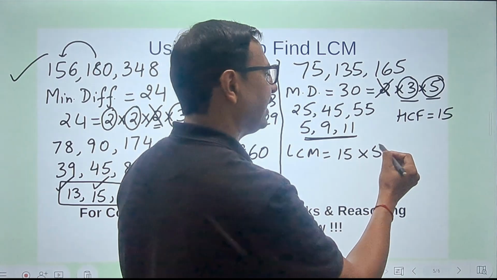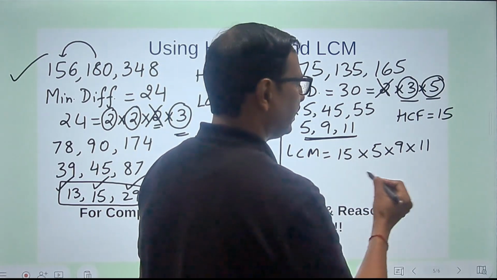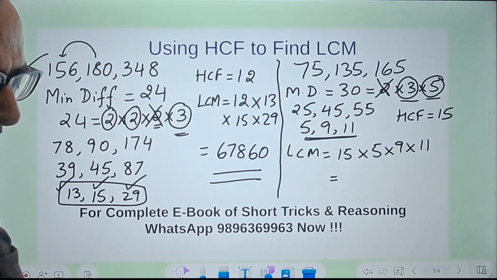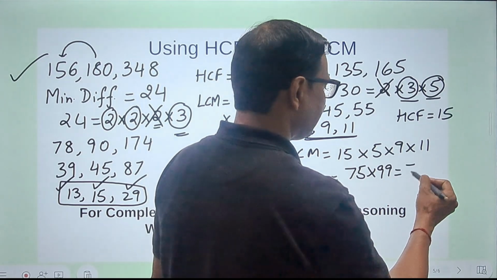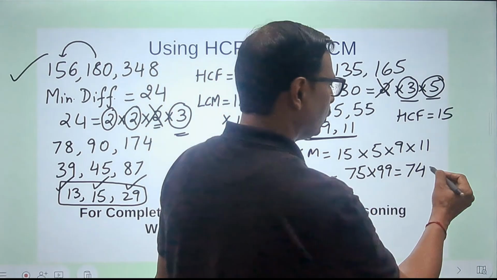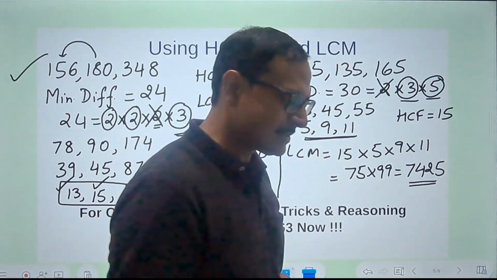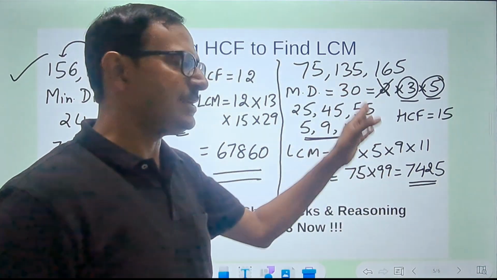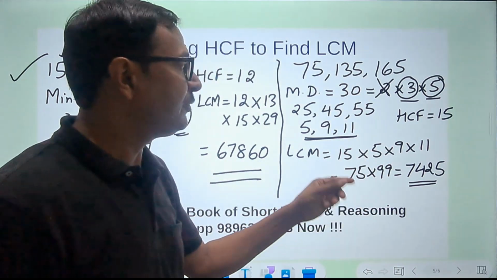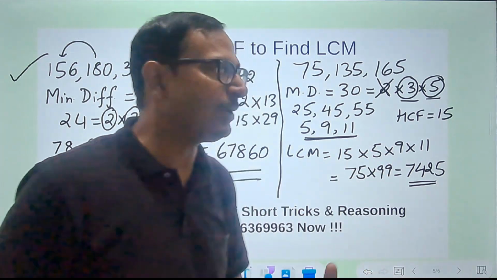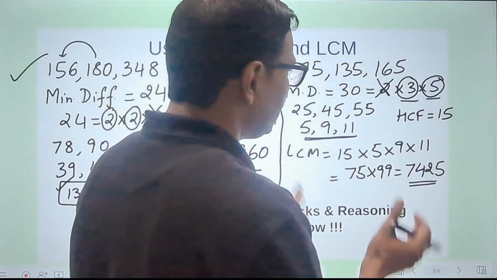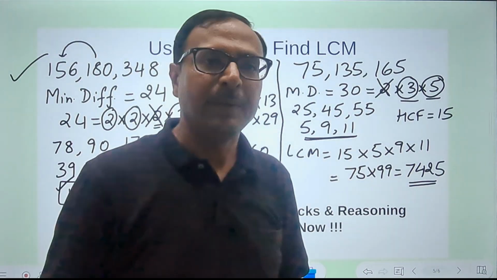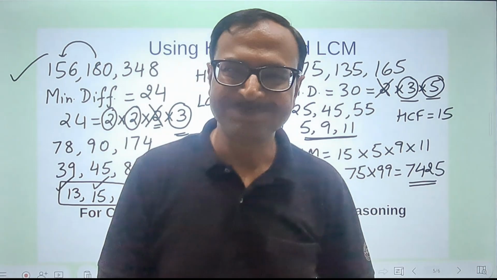These three numbers, 5 times 9 times 11. And you will be surprised that actually 75 into 99, which is going to give you 7425, is actually the LCM of these three numbers. See, in the second example, we have done it so quickly, and that's what happens when you start practicing the method: the number of steps you have to write to get to the correct answer reduces drastically and you become smarter. Right, friends?